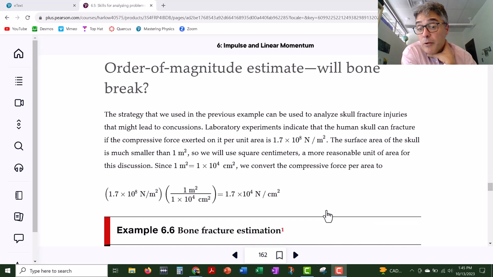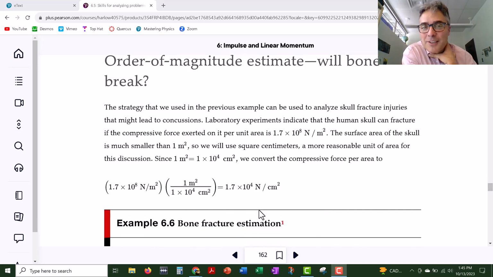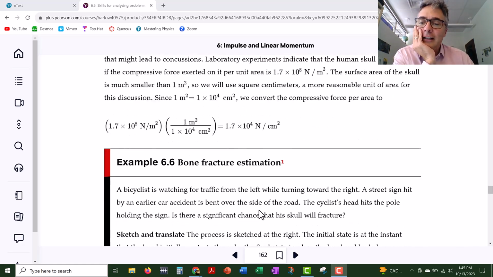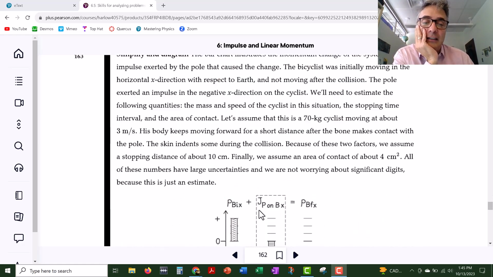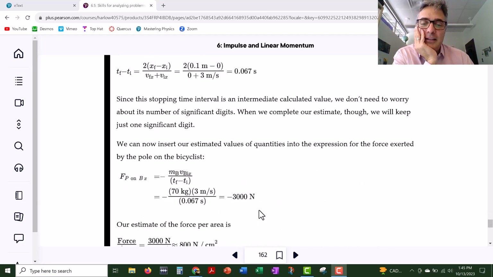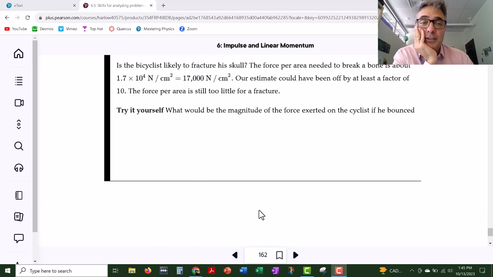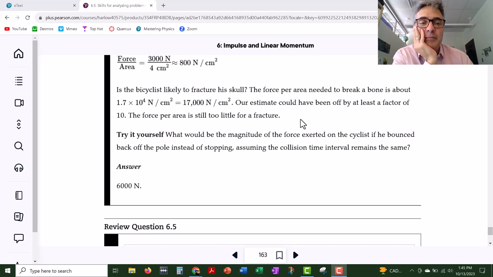There's something about bones breaking, example 6.6. I'm sorry about all the bullets and all the collisions and the people falling. It seems like a rather violent chapter, but luckily what happens with the collision of bicycles is that our estimate could have been off by a factor of 10, but the force per area is still too little for a fracture, so he's okay in the end.